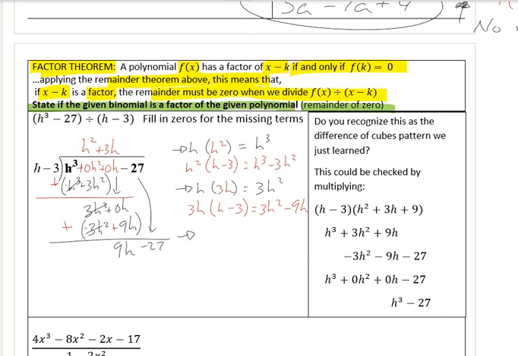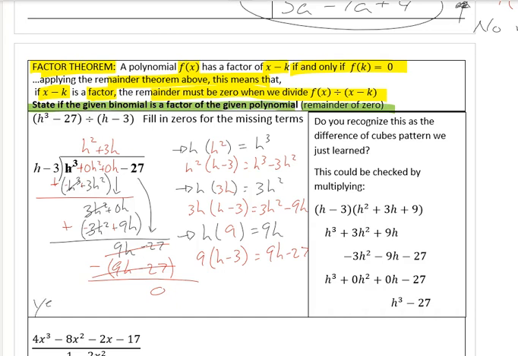Ask myself one last time. H times what equals 9h? My answer is 9, so I get 9. 9 times h minus 3 equals 9h minus 27. So minus 9h minus 27. Opposites cancel. I'm left with the remainder of 0. Therefore, yes, h minus 3 is a factor.